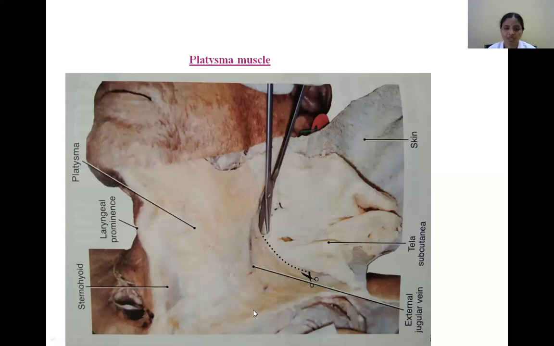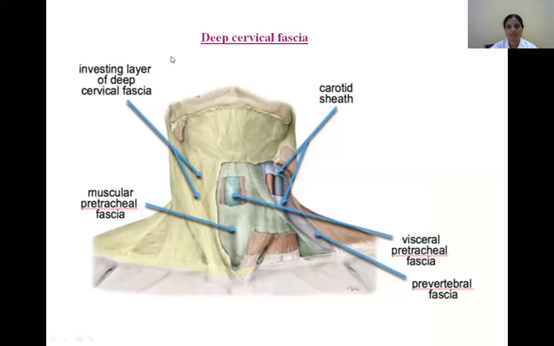Clear? So after the superficial fascia, we'll see this is the platysma muscle. Now we are going to reflect this platysma muscle. Immediately beneath that, there is the deep cervical fascia. In the previous classes, we discussed this deep cervical fascia. First, it is a cylindrical envelope for the entire neck.